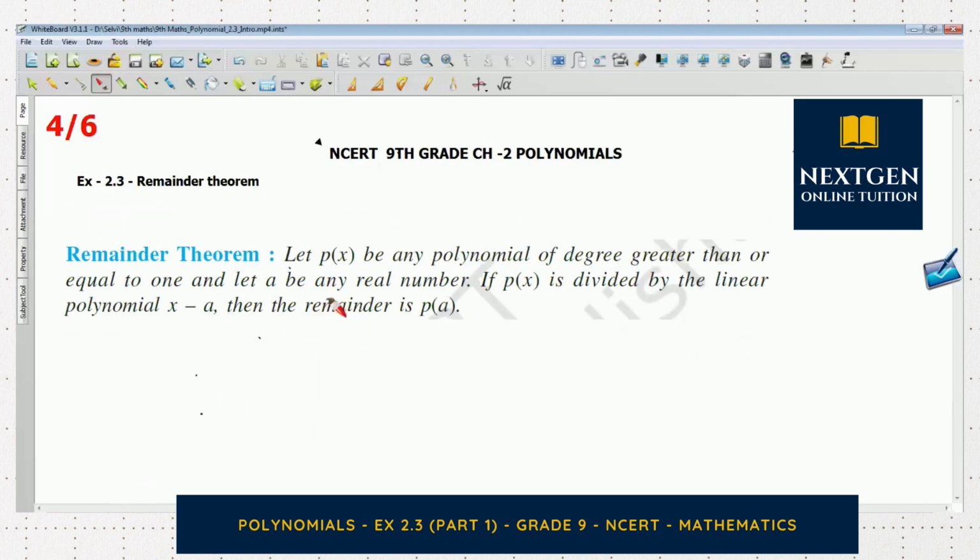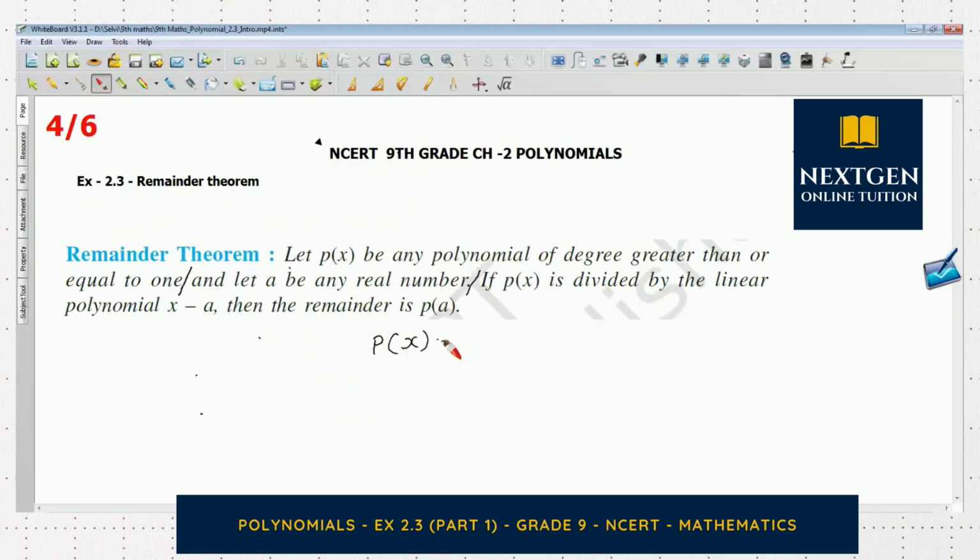Let me read out the remainder theorem. Let P of x be any polynomial of degree greater than or equal to 1. First, we'll break this theorem and read. So this is our first part of the theorem. And let a be any real number. This is our second part of the theorem. If P of x is divided by the linear polynomial x minus a, then the remainder is P of a. So our first part of the theorem says P of x is a polynomial of degree greater than or equal to 1.